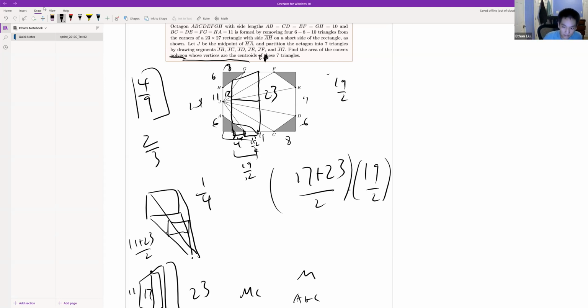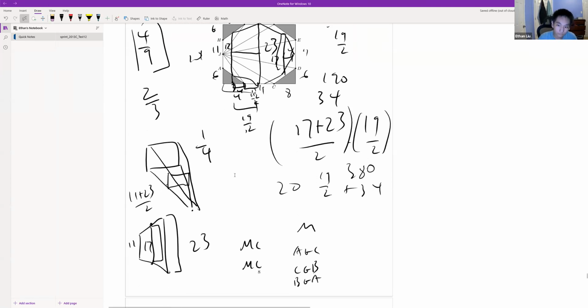Then this is 20, and this is 19 over 2, and the area of each trapezoid is 190. There are 2 of these that are the same, and then there's a little triangle here. The base of this triangle is length 17, and the height of the triangle is 4, so the area of the triangle is 34. In total we have 380 from the 2 trapezoids plus 34 from the little triangle. Then we have an area of 414, and then all we need is 4/9 of this, right? Yeah, exactly. Thank you. We need 4/9 of this.